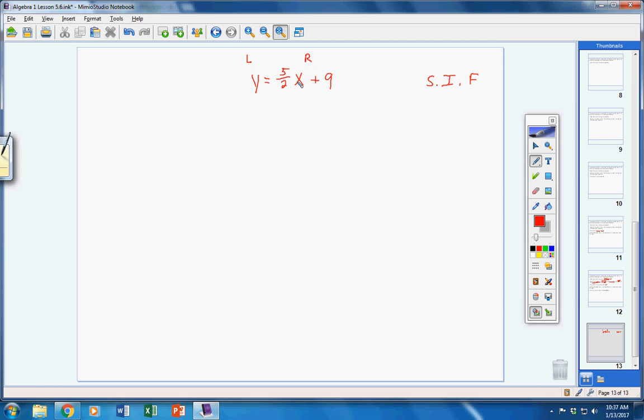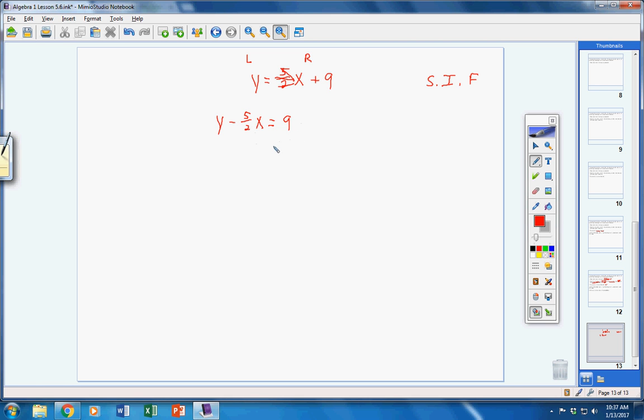So step 2, get your X and Y terms on one side and your constant terms on the other. Well, my Y term is here. Bring your 5/2 X over, make it negative. So Y negative 5/2 X equals 9. Look, step 2 is done. My X's and Y's are on one side and my constant terms on the other side. Next, simplify both sides. Well, I can't simplify anything. This cannot be simplified. This cannot be simplified.